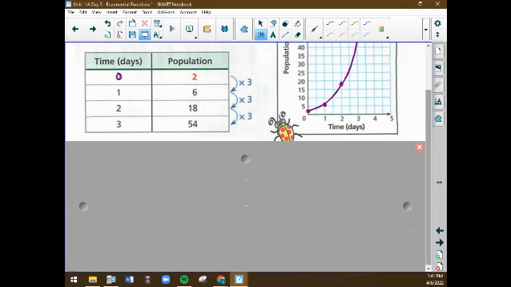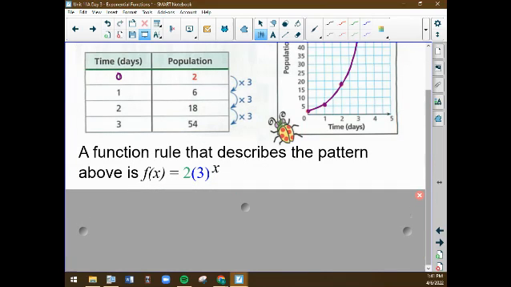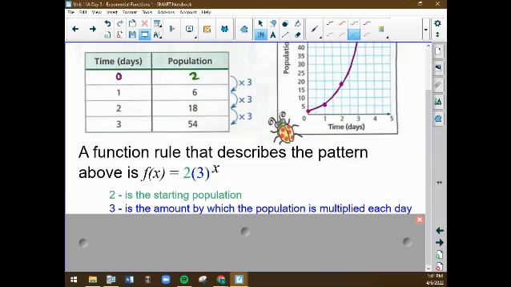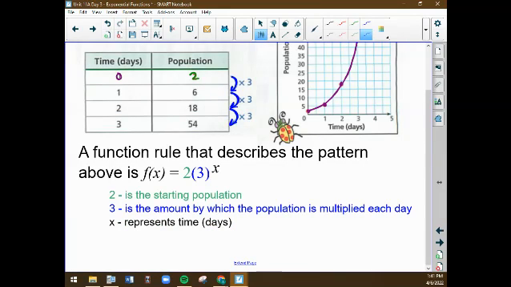So if I took this table and this graph and I wrote an equation, okay, this equation, this function rule, f of x equals 2 times 3 to the power of x would describe the pattern, okay? Notice 2 is the starting population, right? Started at 2. And 3 is the amount by which the population multiplied each day, right? We multiplied by 3. And then x in the exponent represents the time in days for this specific example, right? We've got our x-axis representing time, okay? So this is what exponential functions look like.